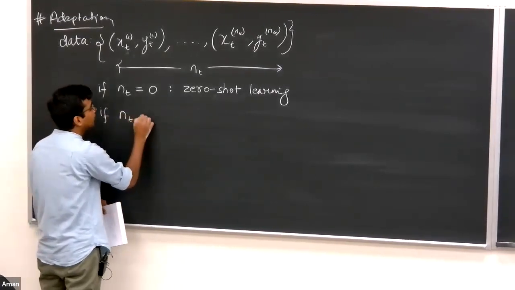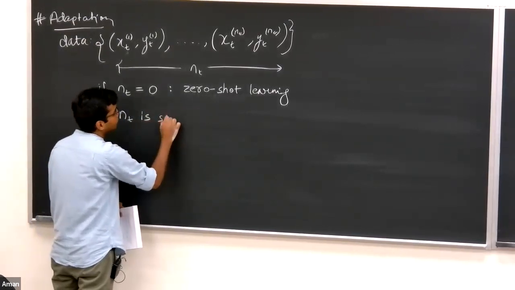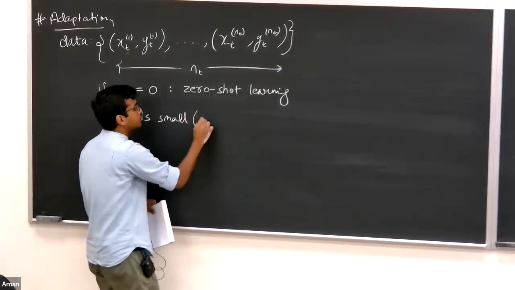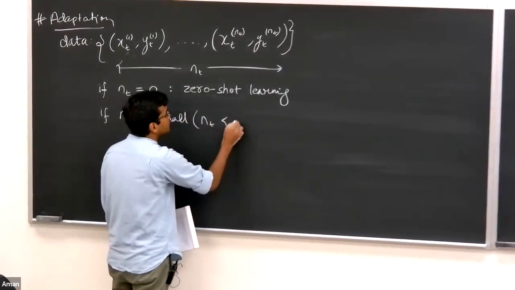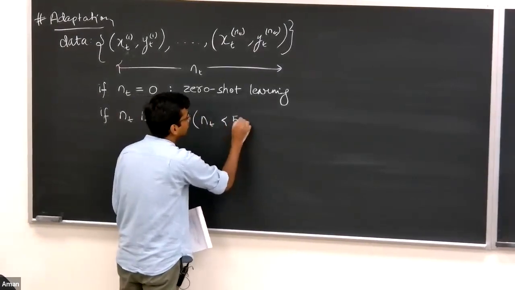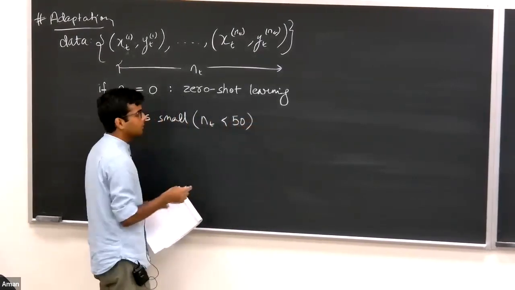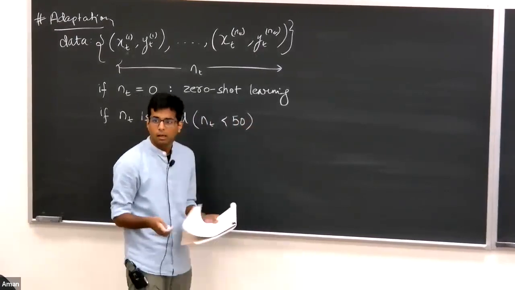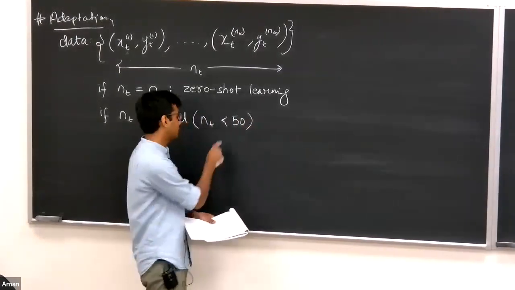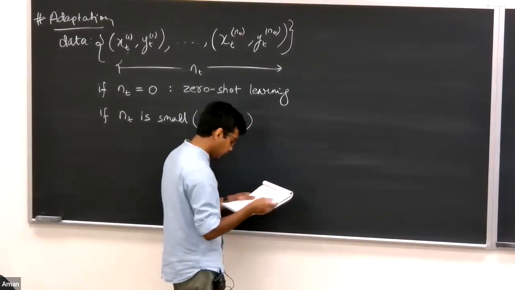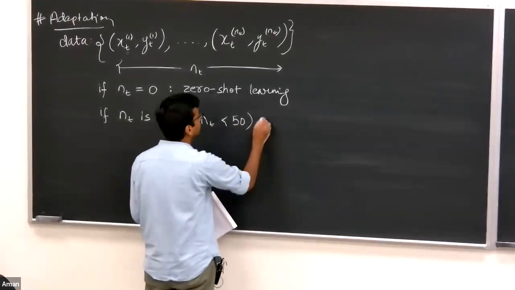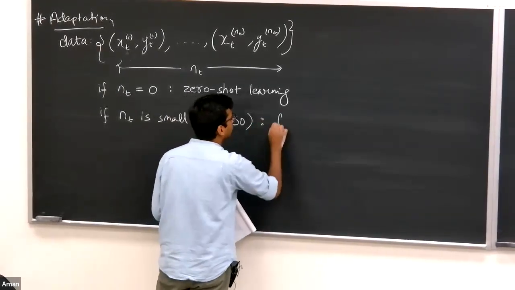And if N t is small, as in less than about, let's say, 50, or even smaller than that, but this is a moving scale. As papers come out, this keeps getting smaller and smaller. But if you have a small number of samples like that, this is called few shot learning.